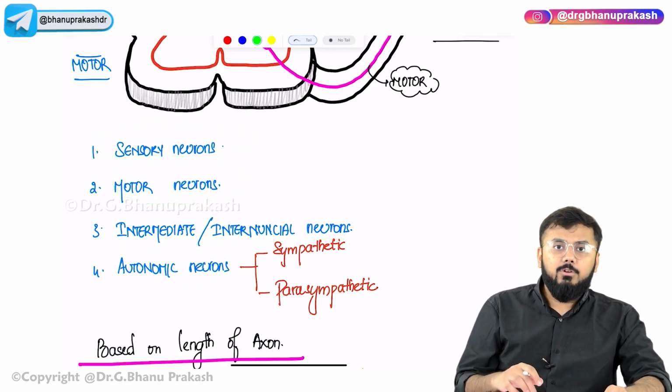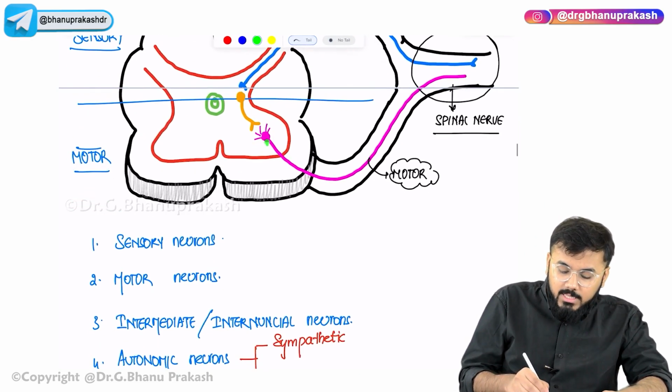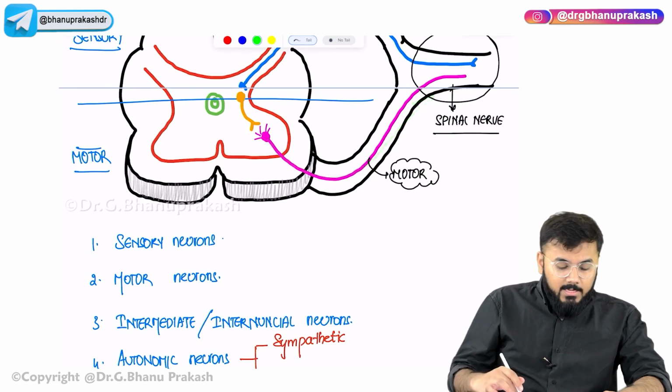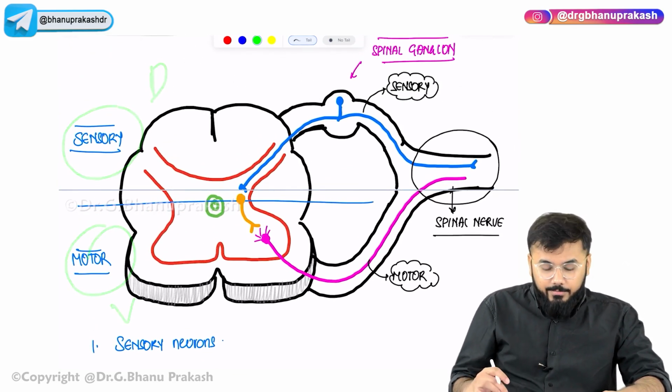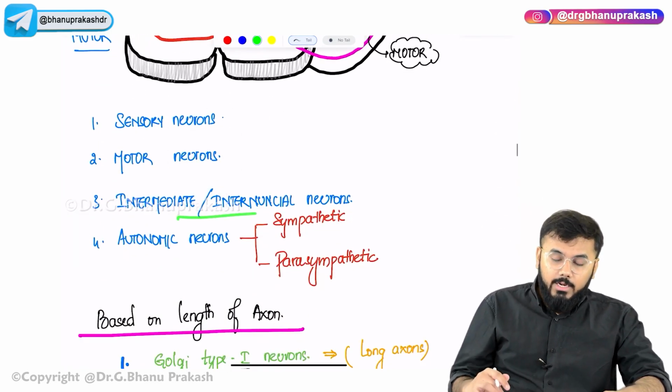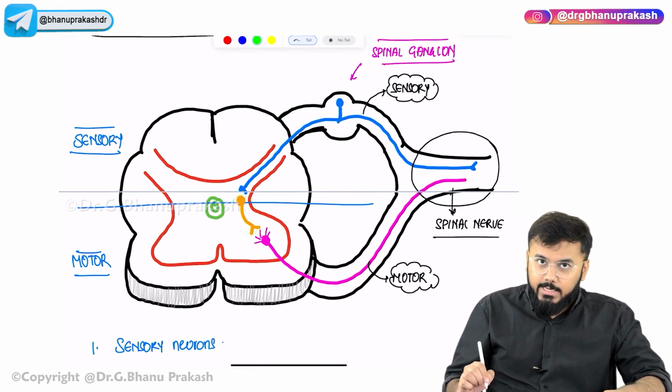What do you mean by sensory neuron? Sensory neuron carries the sensory information, which you know that. Motor neurons, they carry the motor information. Sensory is always on the dorsal side, motor is always on the ventral side. Okay. What is the interneuron? Interneuron is something that is present in between the sensory and motor, is called as interneuron.